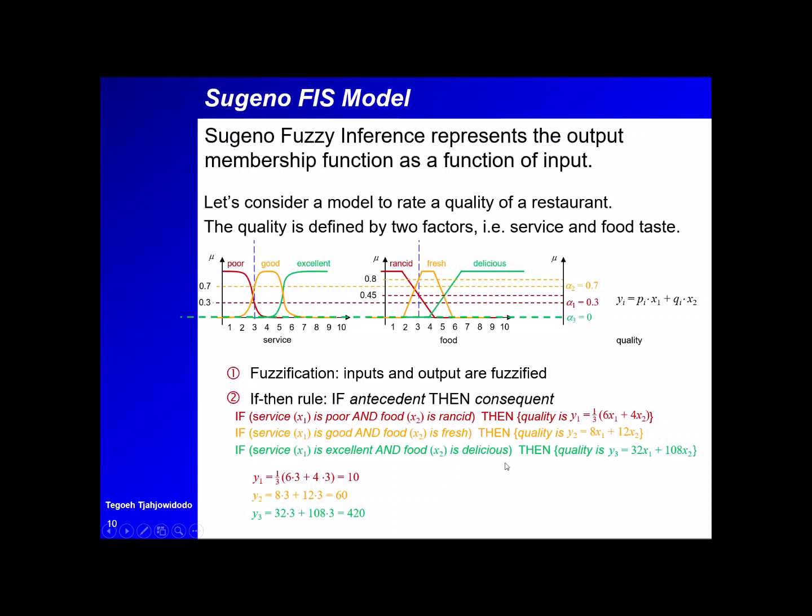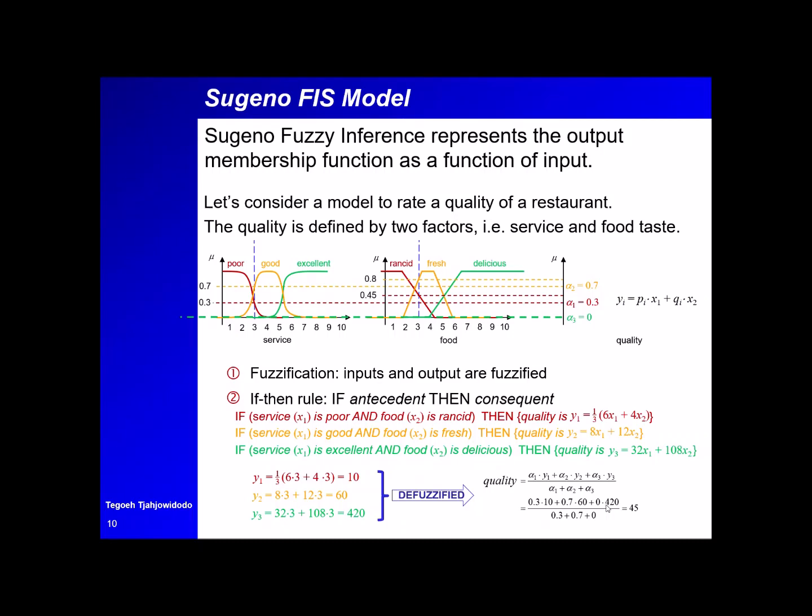So to translate the output, to defuzzify the output, we just take the proportion of this. Alpha 1 is 30%, 0.3. 0.3 times 10 plus 70% times 60 plus 0 times 420. It will be equal to 45 in this case. And then of course you have to normalize it with this, right? So this is how the defuzzification process will take place using this Sugeno FIS model.